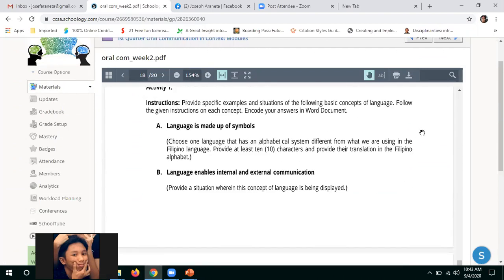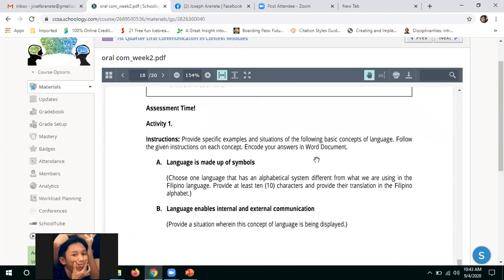This activity might be confusing when you read the instruction. Assessment activity 1. Provide specific examples and situations of the following basic concepts of language. Follow the given instructions of each concept.